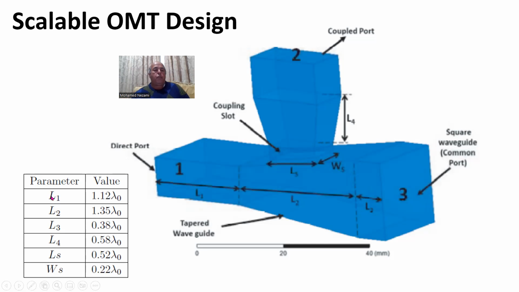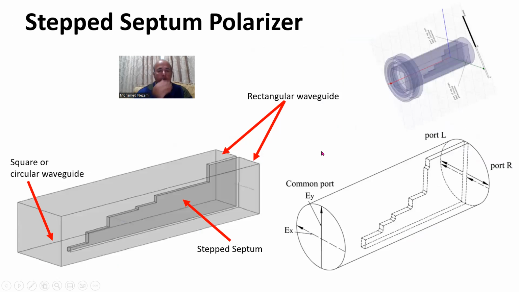But if you design the dimensions of these with fractions of a wavelength, okay, then at any point in time, you can come back to this design and scale it for another frequency. All you have to do is just substitute the new wavelength for these numbers, and you get totally a new geometry OMT. Okay. So let's go back and talk about the stepped septum polarizer.